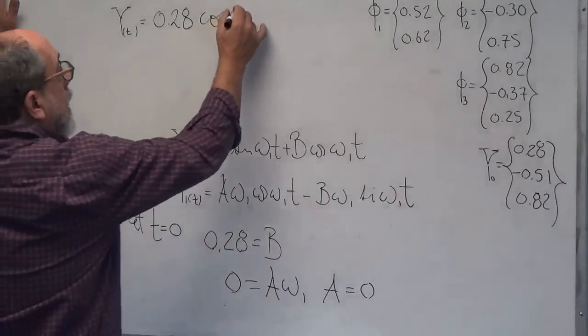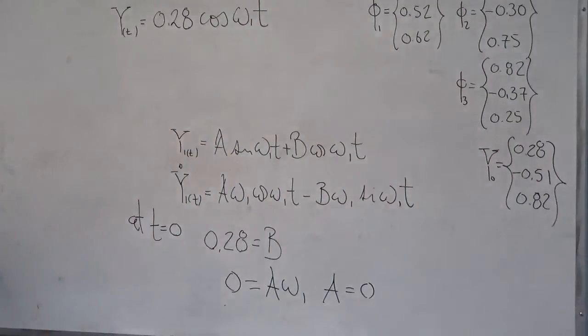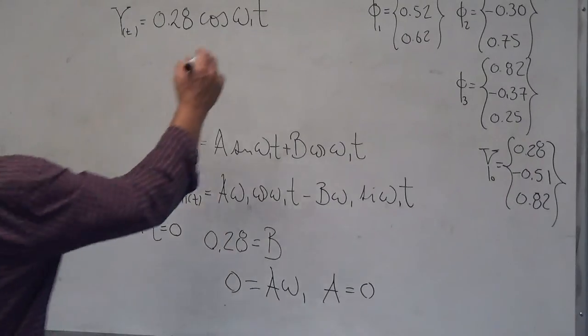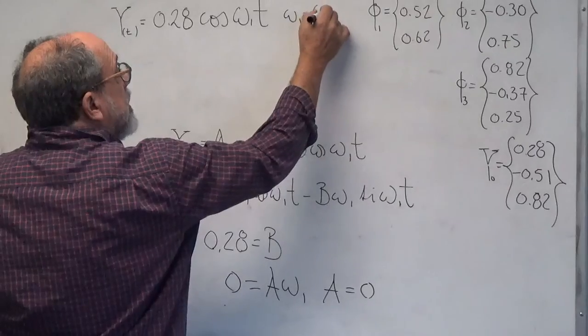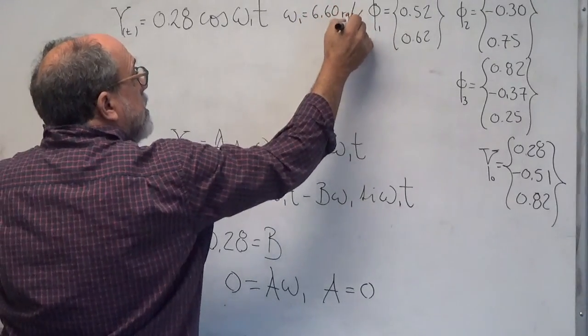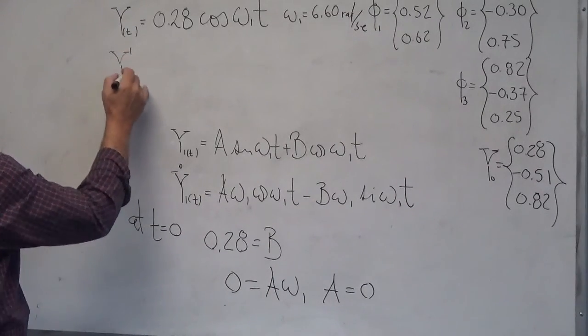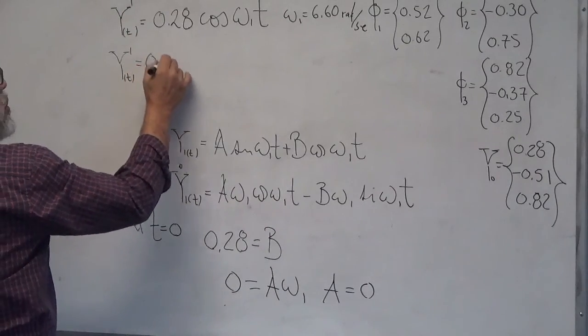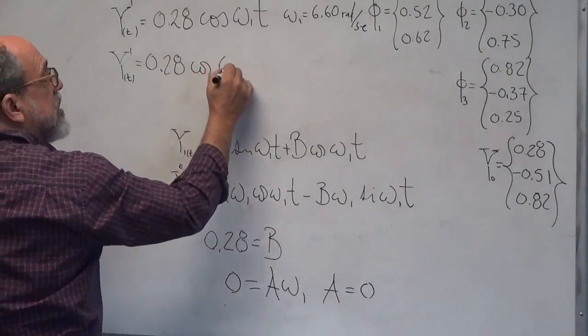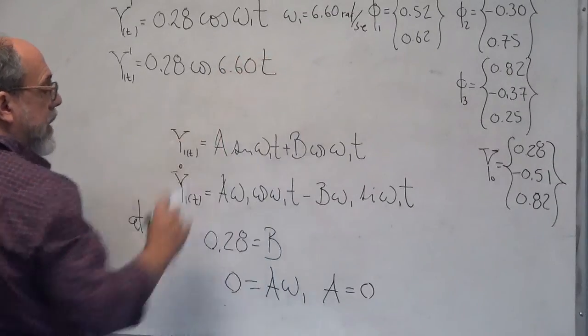Now, omega 1 is the natural frequency of the first mode, which I didn't copy when I was solving it, but I can simply look at it right here, and I see that it is 6.60. So omega 1 proved to be 6.6 radians per second. So y1 of t is equal to 0.28 cosine of 6.6 t.